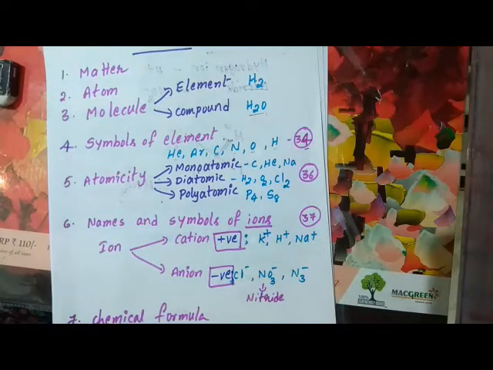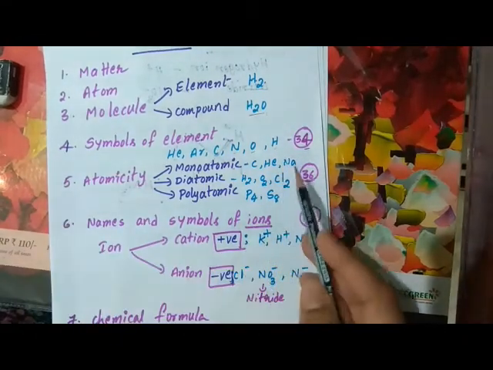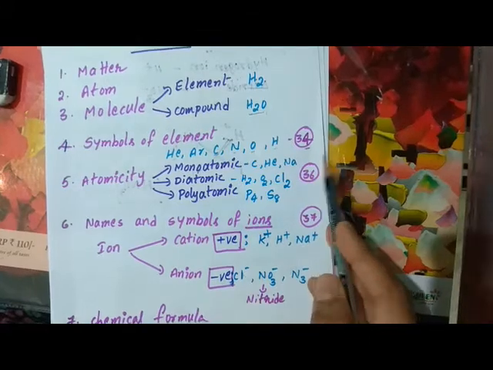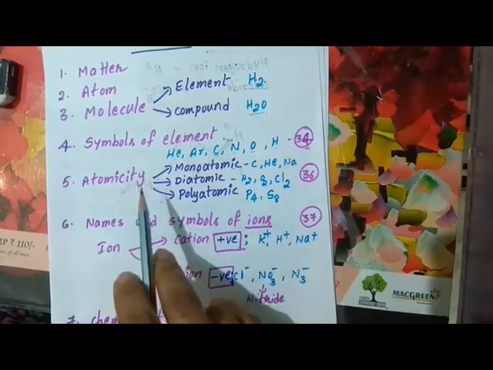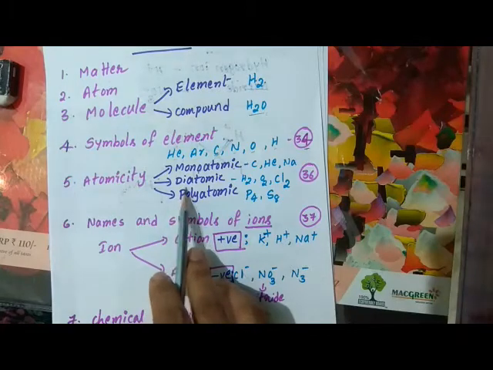At the same time, some more are there: neon, argon, krypton, xenon. Almost all noble gases are monoatomic. Next one is the diatomic.